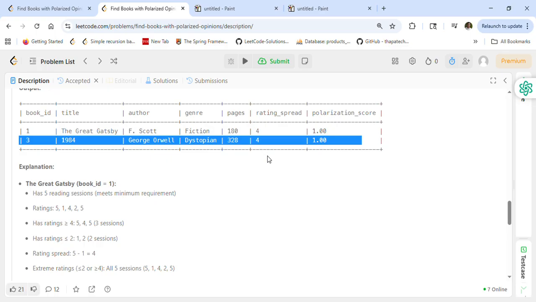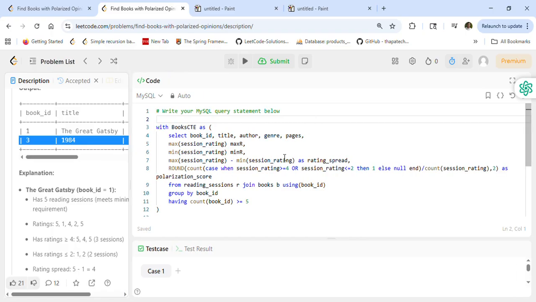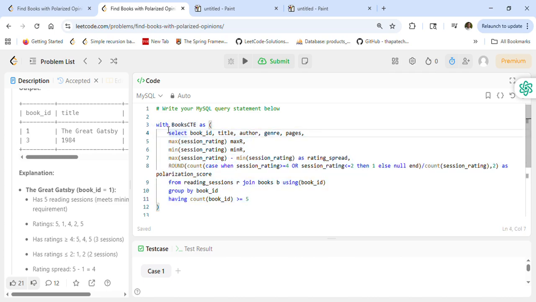So we are going to use a common table expression of MySQL, so that we can have a more readable MySQL solution. This is how you can write down this SQL. Here we will have a common table expression. We will call it books CTE, right? So WITH books_cte AS, and then here we are going to select these columns from reading_sessions R joined with books B using book_id. Book ID is a common column between these two tables. We are going to group it on the book ID, and HAVING COUNT of book ID greater than equal to 5, because we need at least 5 readings, so 5 sessions, right?